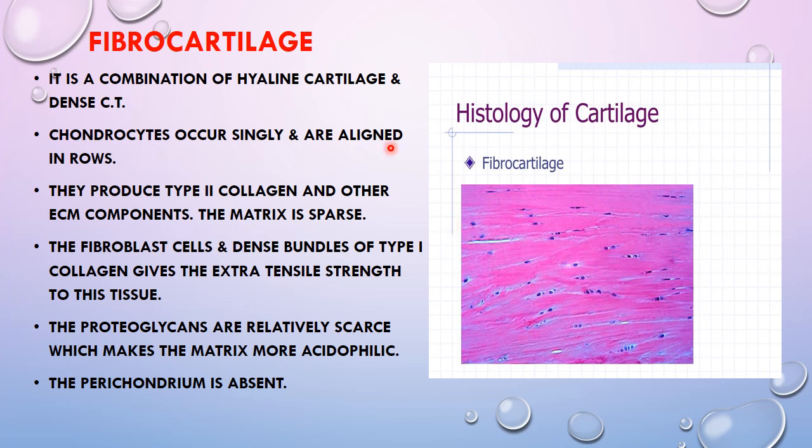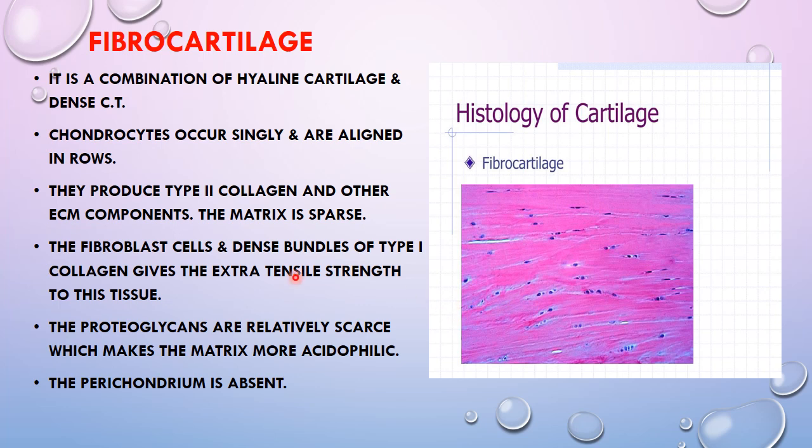Histologically, the fibrocartilage is a combination of the hyaline cartilage and the dense connective tissue. The chondrocytes are arranged in the fibrocartilage singly and in rows. They produce the type 2 collagen and other extracellular matrix components. The extracellular matrix is scanty in the fibrocartilage.